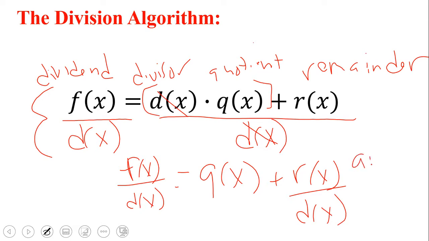And this is basically good to know because this has to be your answer format. When the question says divide, which means you're dividing f by d, you have to give your answer as the quotient plus the remainder over the divisor. And this is exactly why, because of the division algorithm. Of course, if there is no remainder, then you just leave it out, but otherwise you do have to give your answer in this format.